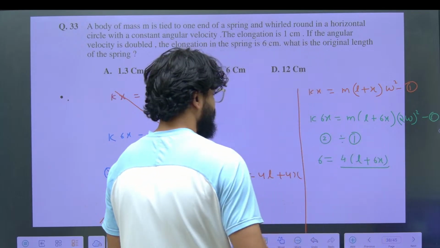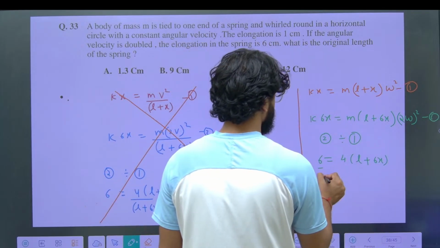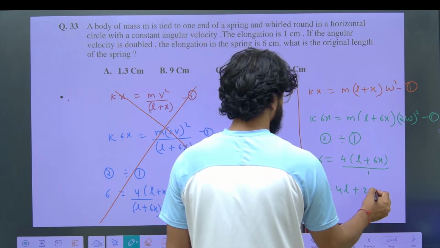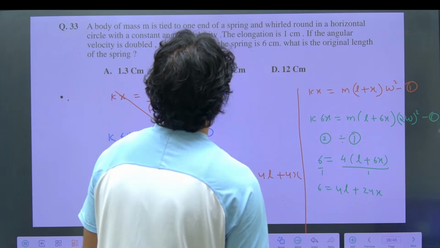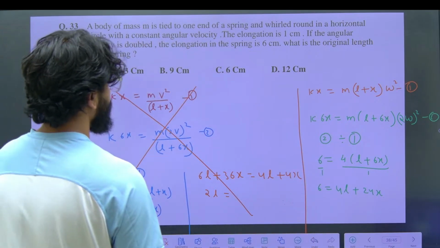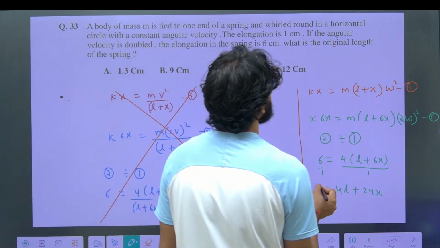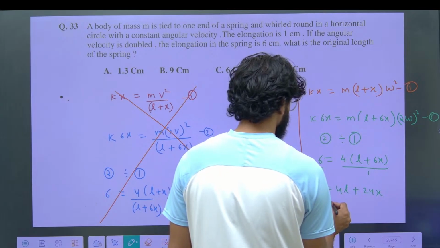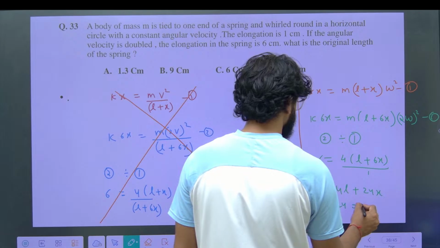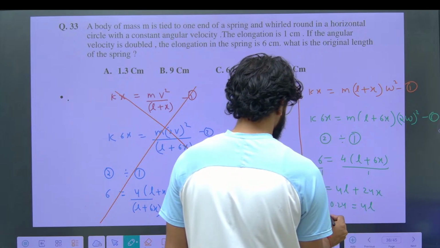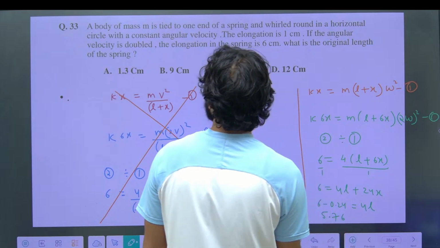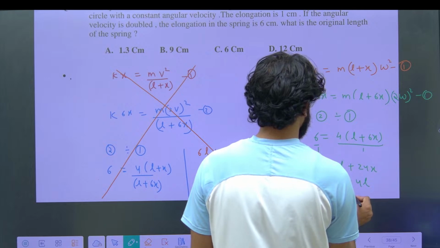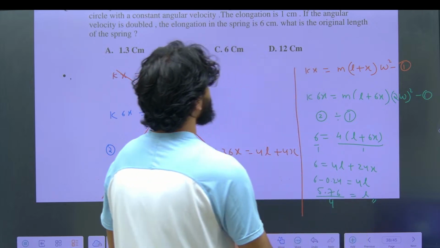And nothing will be there. Okay, so this will be answer by 1 by 1. So 6 equals to 4L plus 24x. What is the value of L exactly? That is what we want to calculate, and x is 1 centimeter. So 6 minus 0.24 equals to 4L. So 5.76 upon 4, it should be L.